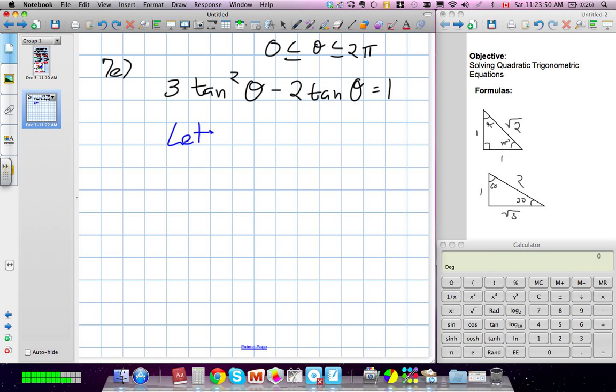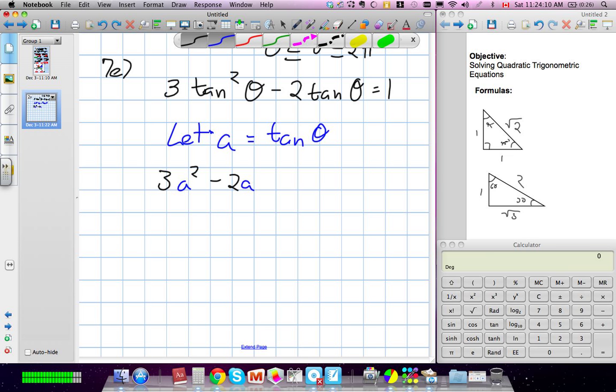tan theta, okay? So in other words, all of my tan thetas, I'm going to replace with the letter A. Minus 2A is equal to 1, okay? So this is important because I eventually have to go back to that. But the only reason I did that is just so I don't have to write as much, and it's a little cleaner to look at. So let A equal tan theta. So now I'm working with 3A squared minus 2A plus 1, right? Plus 1.